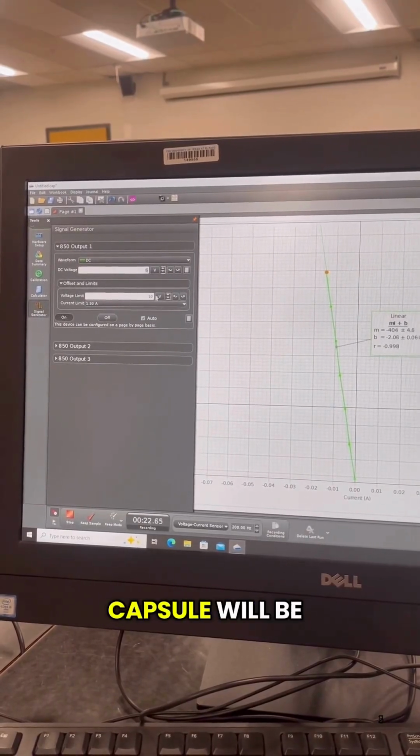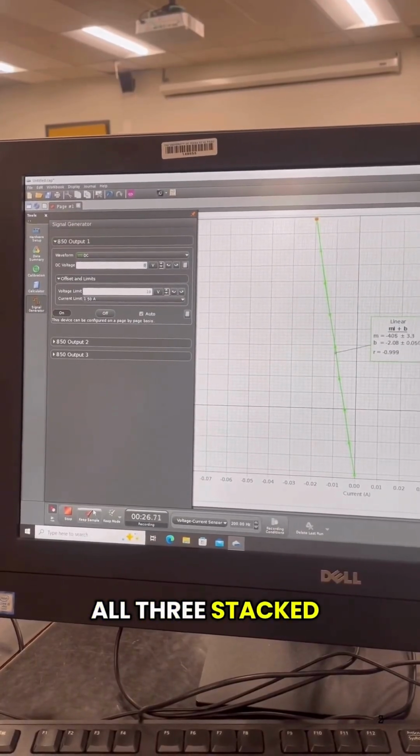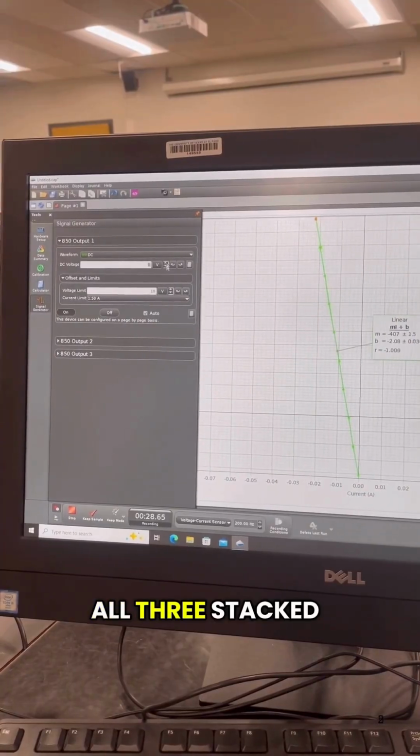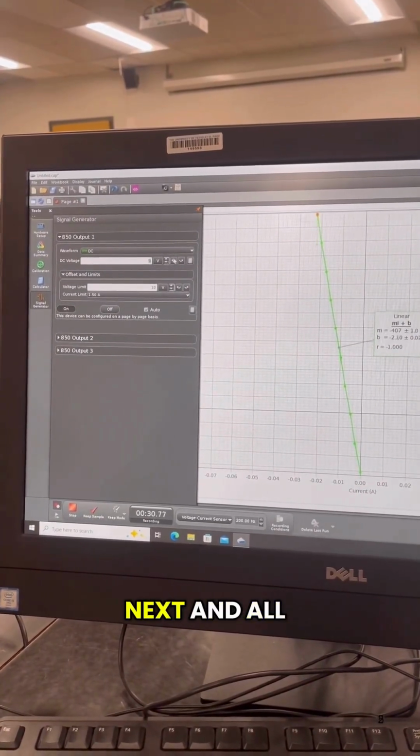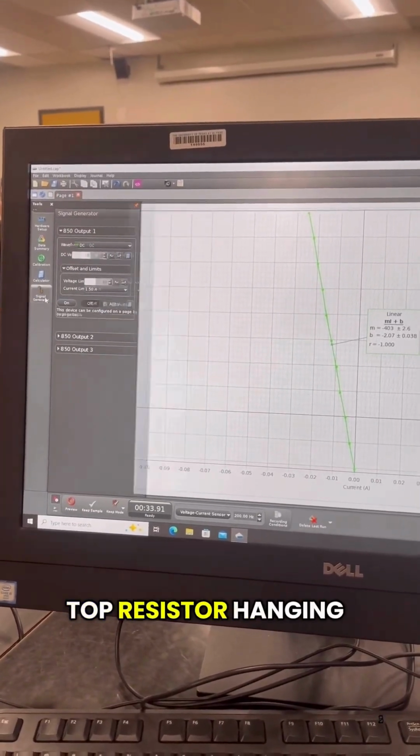This process on Capstone will be done for all 3 resistors individually, and then for the combined arrangements. We test how resistors behave when combined. We create 2 setups, one where all resistors are connected in parallel, and another where they're connected in series.